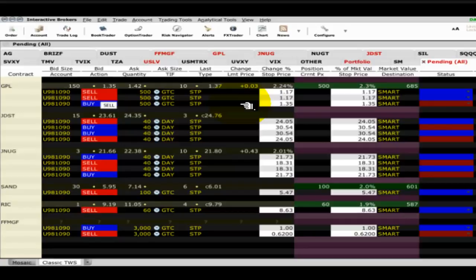But real quick, if you're trading with Interactive Brokers, your screen is pretty standard. You can control what your defaults are. But let's just go over some of these real quick.